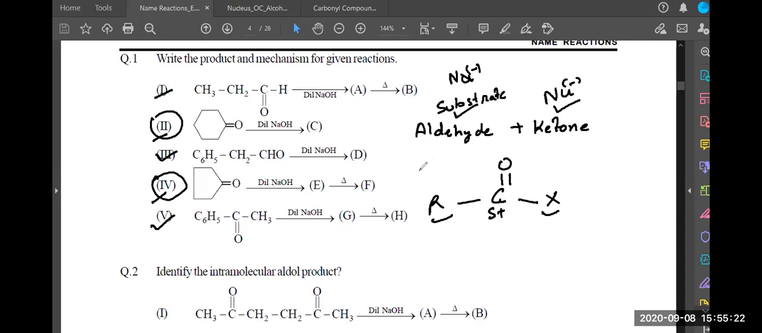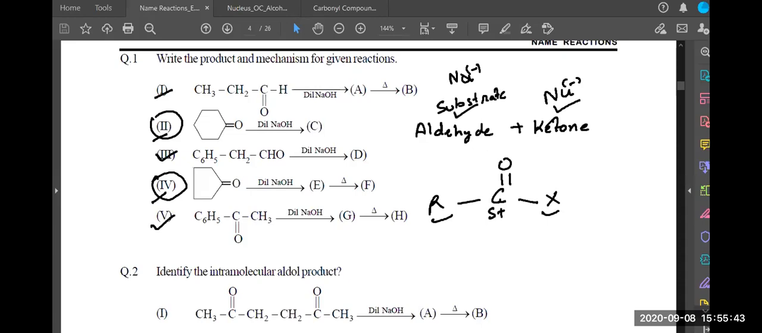Now, even if we have two aldehydes, the aldehyde having less steric repulsion will be your substrate, and the aldehyde having more steric repulsion will be your nucleophile.